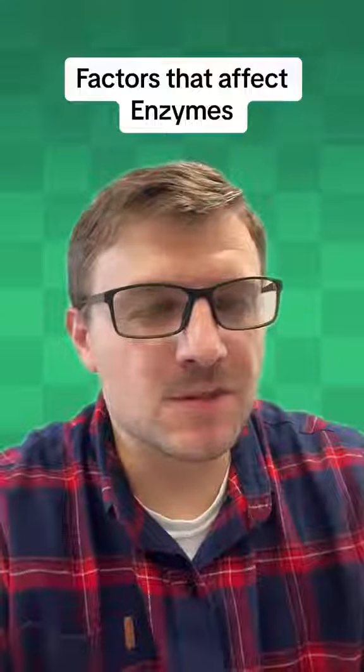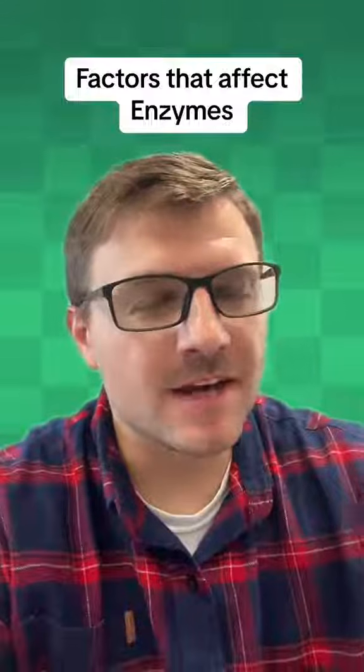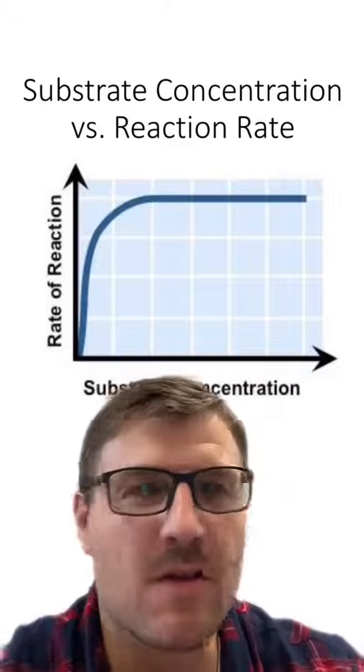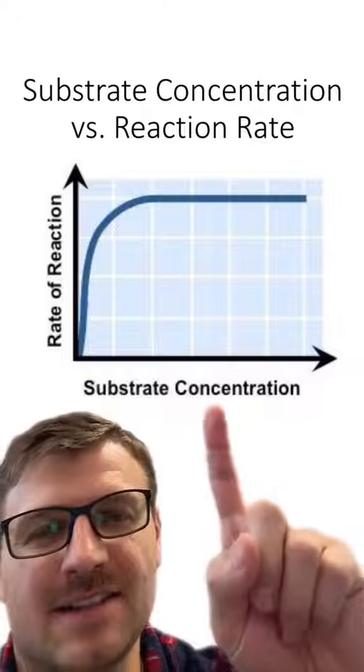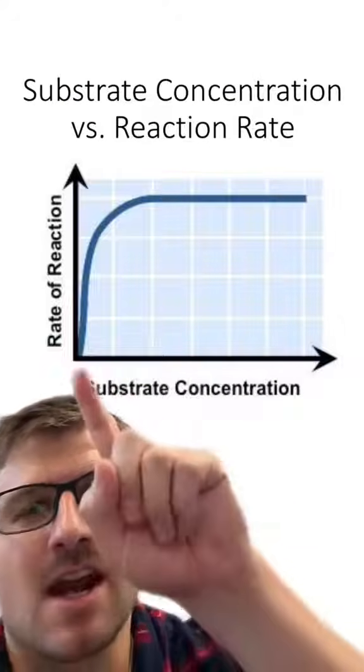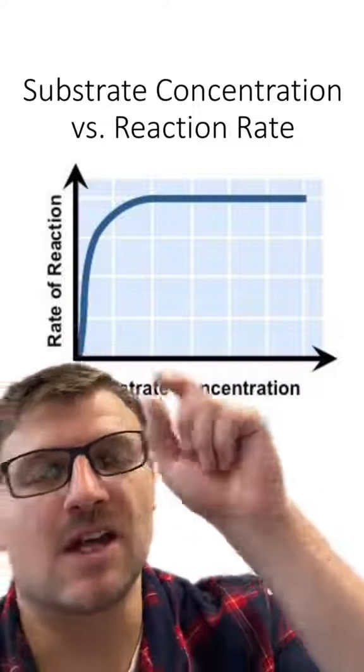Let's explain how substrate concentration, temperature, and pH affect enzyme reaction rates. Let's first go over substrate concentration. You can see on the x-axis in this graph, we have substrate concentration, and on the y-axis is the rate of reaction of the enzyme.